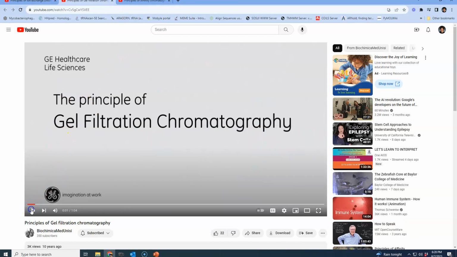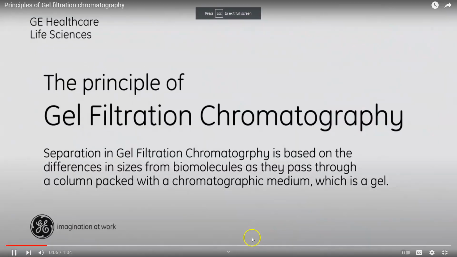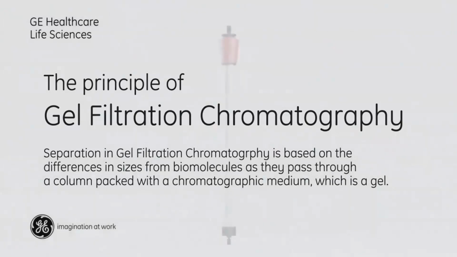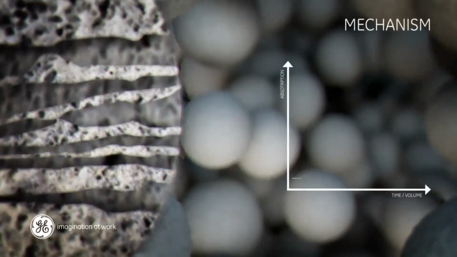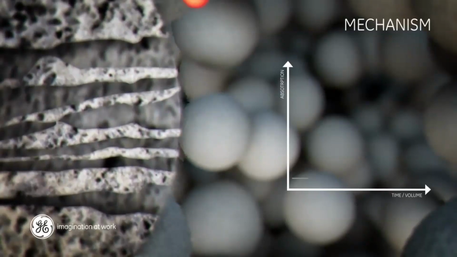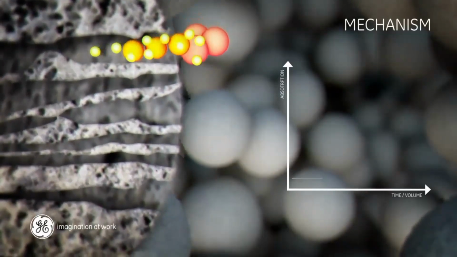Here's another video from GE Separation in Healthcare. Gel filtration chromatography is based on the differences in sizes of biomolecules as they pass through a column packed with a chromatographic medium, which is a gel. Molecules larger than the pores in the gel are unable to diffuse into the gel and are confined to the solution surrounding the beads.